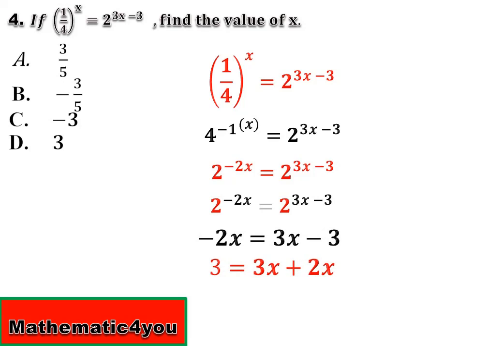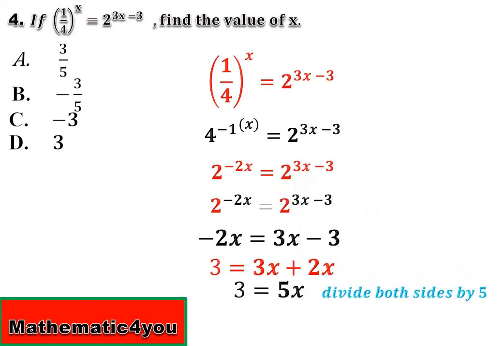Don't be confused. Since minus 2x is negative already, you carry it across the equal sign to be positive, and minus 3 is negative, you carry it across the equal sign to be positive. So you are going to add 3x plus 2x, which will give you 5x. You bring your 3 down, so from there you divide both sides by 5.